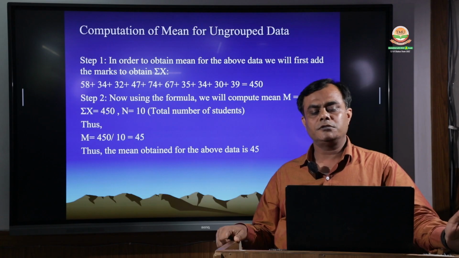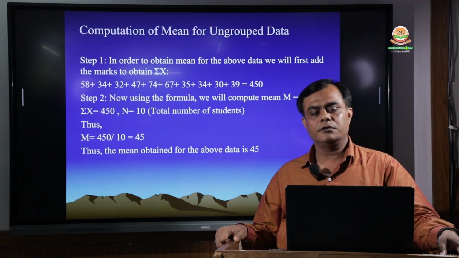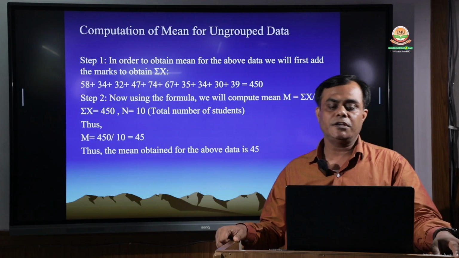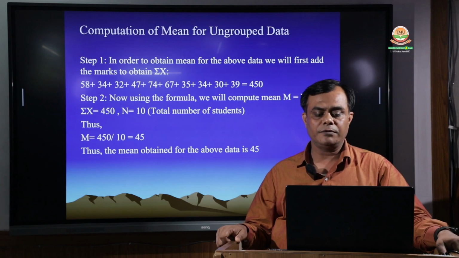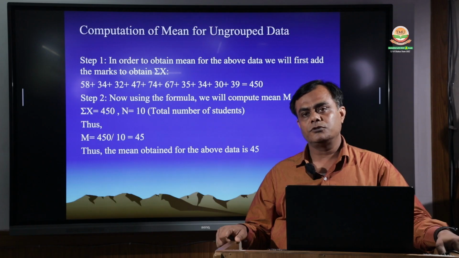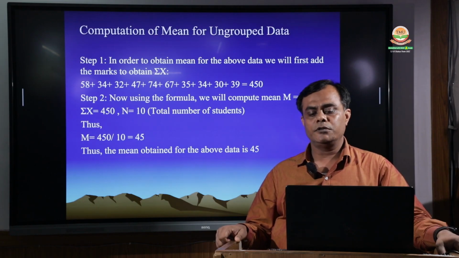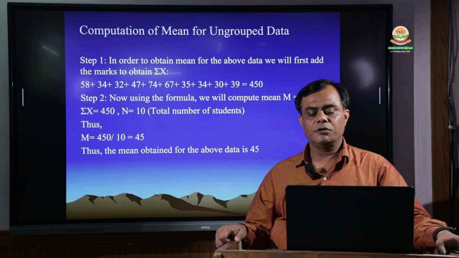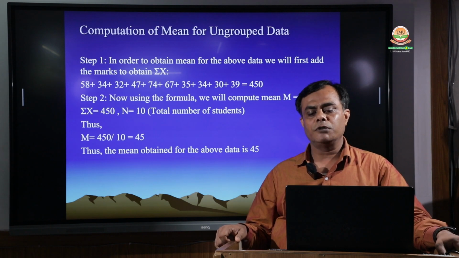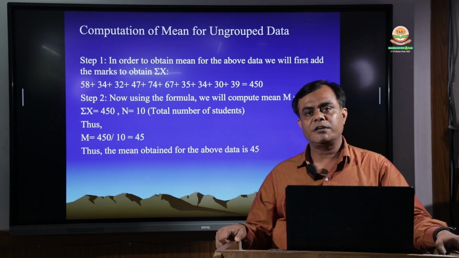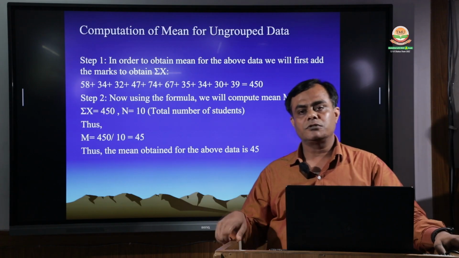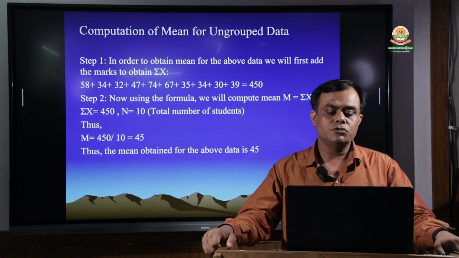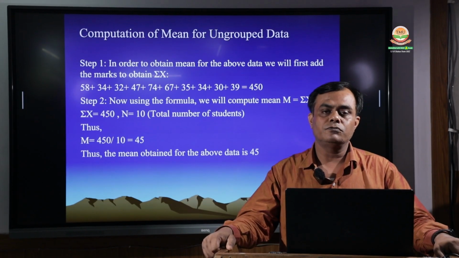The marks of the 10 students given in this example are 58, 34, 32, 47, 74, 67, 35, 34, 30 and 39. Adding all the scores of the 10 students, the total is 450. Step 2: mean is equal to sigma x divided by n. Sigma x is 450, and n is the total number of students, that is 10. So 450 divided by 10 is equal to 45.